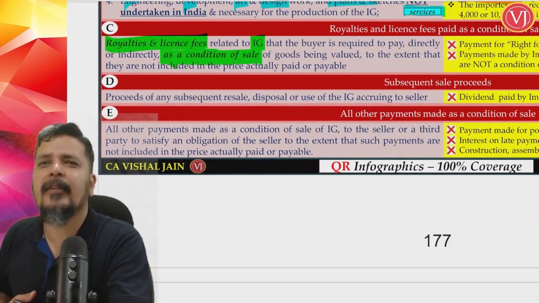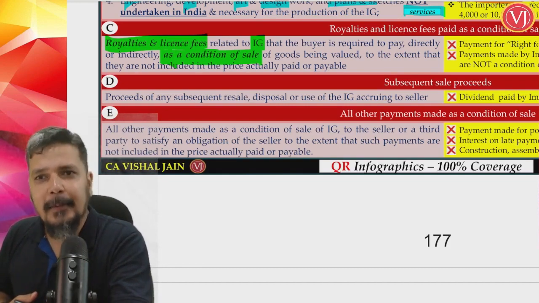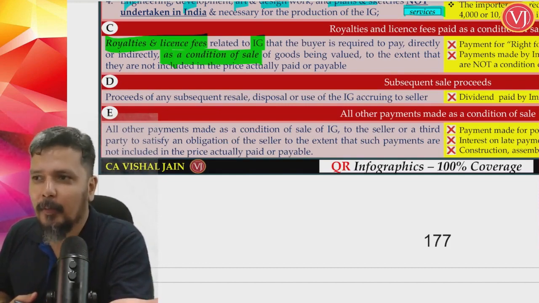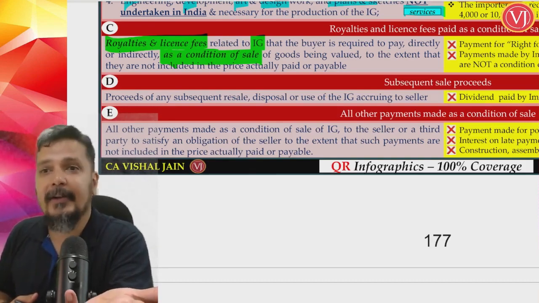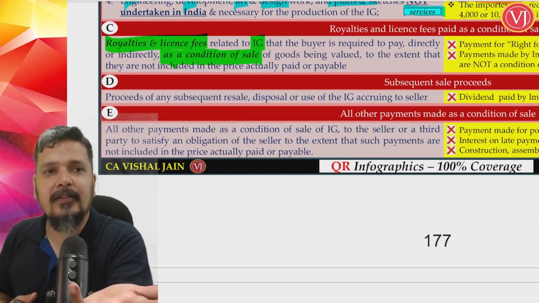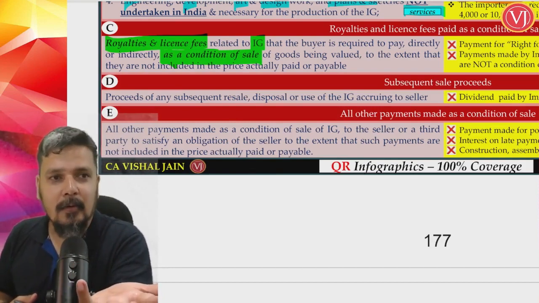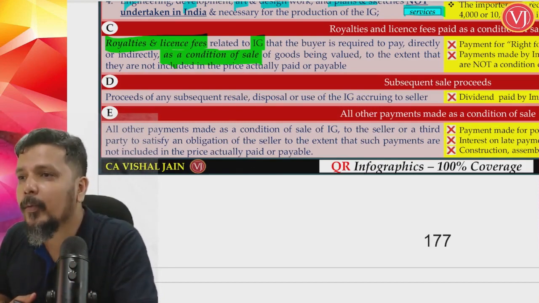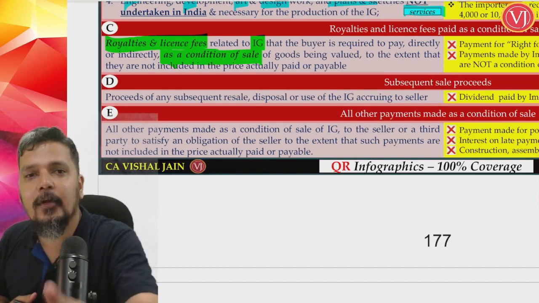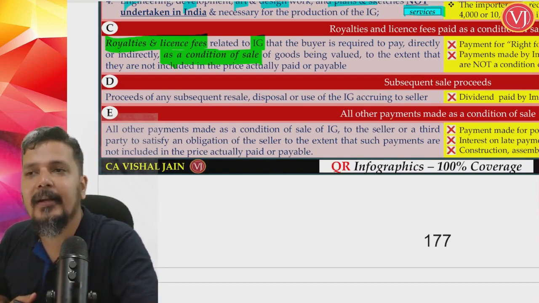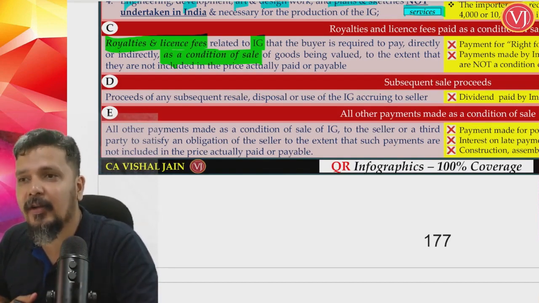Supposing this is very common with hospitals. I am importing a machinery worth say 10 crore rupees. To operate that machinery, I have to pay royalty or license fees to the person who has invented that machinery. So along with 10 crores, I am required to pay another 1 crore. So what will be my value for customs duty purposes? 10 crore plus 1 crore. Why? It is related to imported goods, condition number 1. It is part of condition of sale.